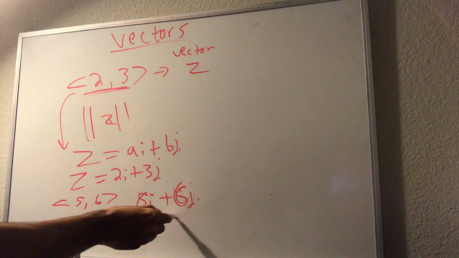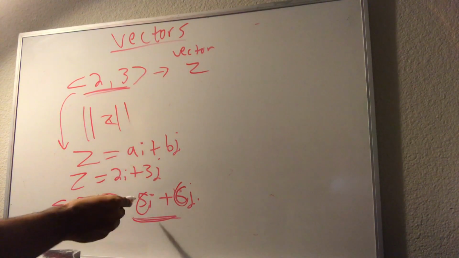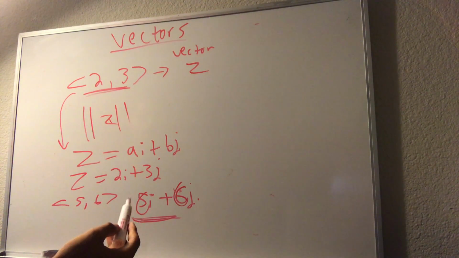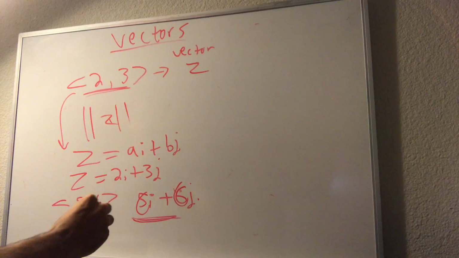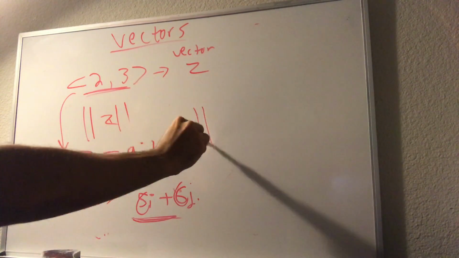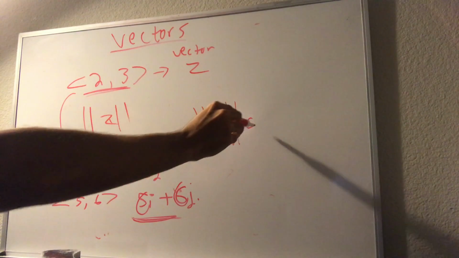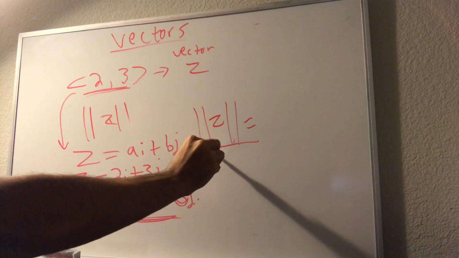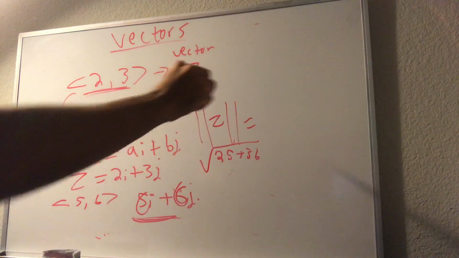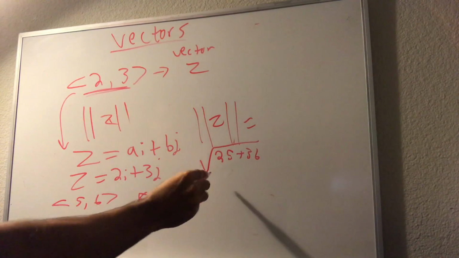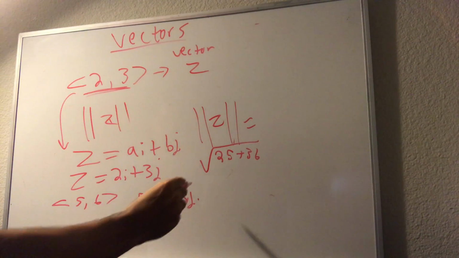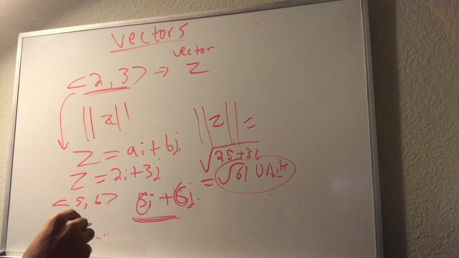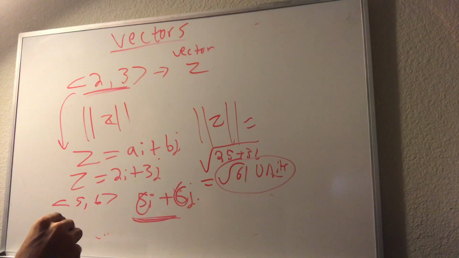Similarly, when we're given a notation like this, we just have to understand that 5 is before i, therefore it is the horizontal, and 6 is before j, therefore it is the vertical. When finding the magnitude of vector z, that is still equal to the square root of 5 squared plus 6 squared. That's 25 plus 36, so the magnitude of vector z is the square root of 61 units.